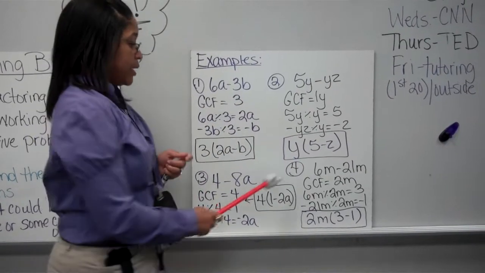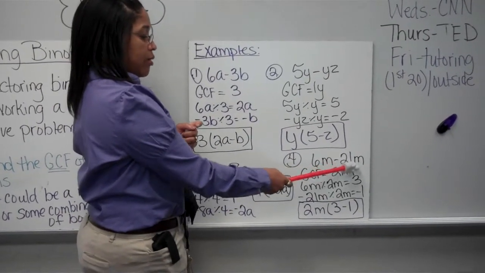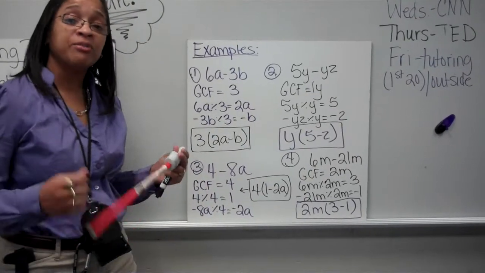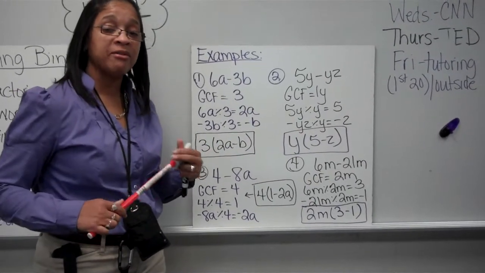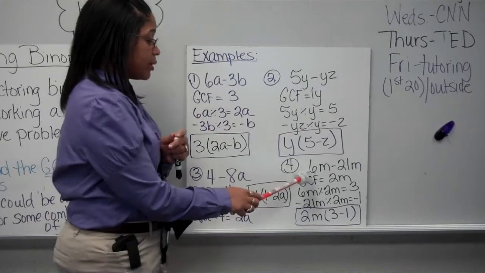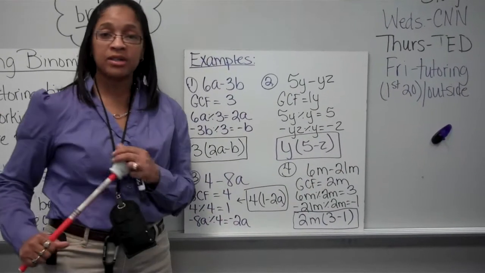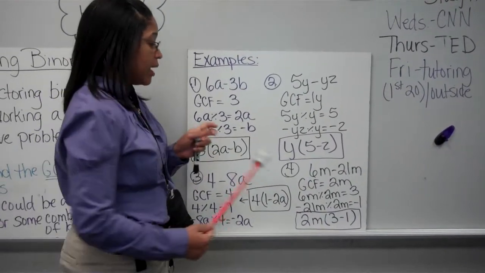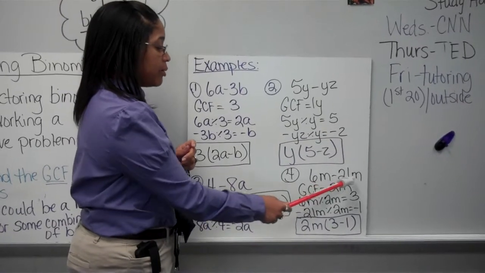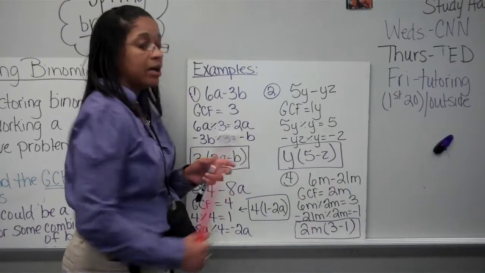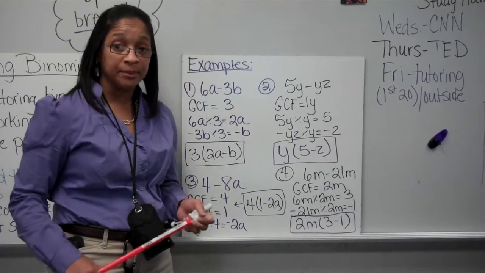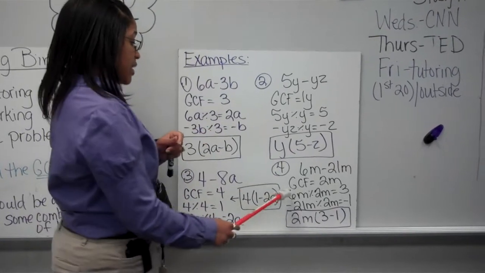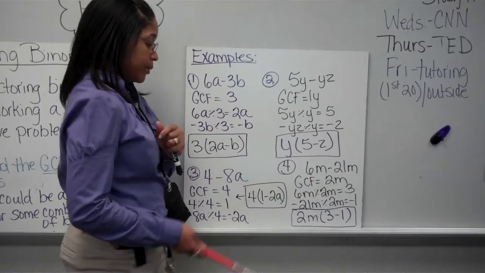One final example is 6m minus 2lm. I now have to pull out my greatest common factor. Well, if you look at the numbers, 6 and 2, they do have a greatest common factor of 2. And then if you look at the variables, both terms have an m. So I can pull out a 2m. My GCF is going to be 2m.